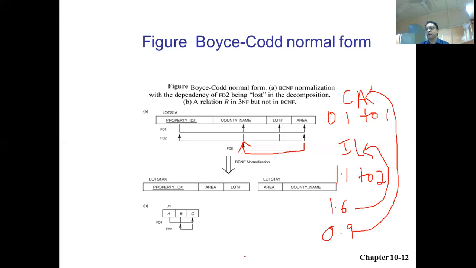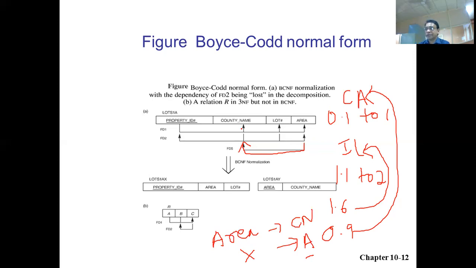Now check whether LOTS1A is in third normal form or not. Yes, obviously FD1 satisfies third normal form. FD2 also satisfies third normal form. Check for FD5. Area determines county name. X determines A. X is not a super key. Area is not a super key, nor a primary key. What about A? A is a prime attribute. So that means LOTS1A is in third normal form, but it is not in BCNF.